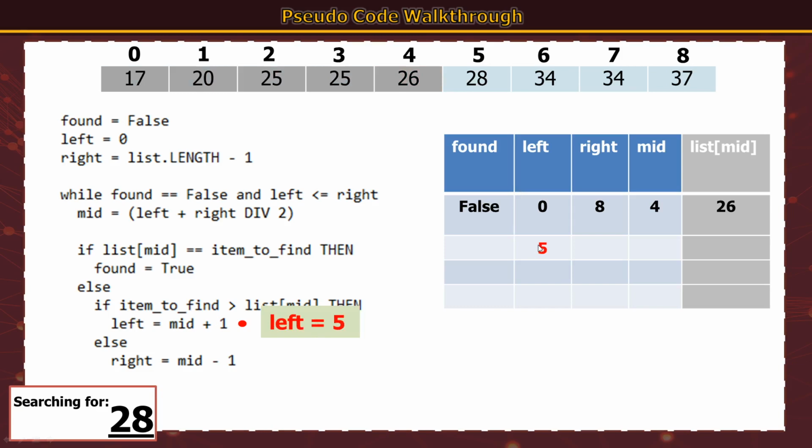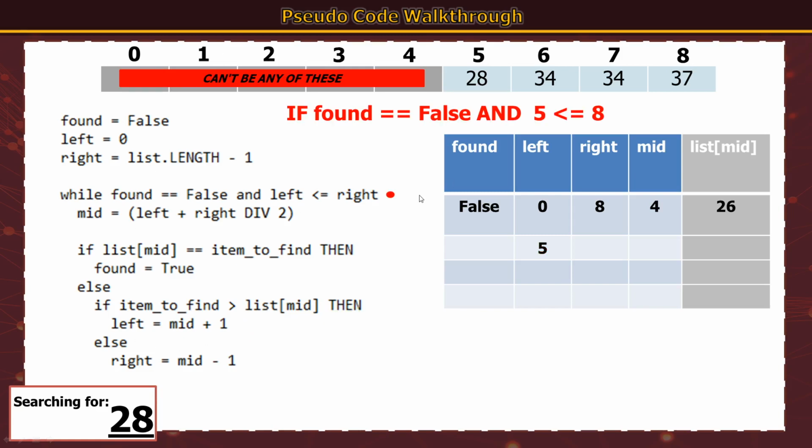So we know that these values here are of no interest to us because we're searching for 28 and all of these are less than 28, so we can now ignore them from this point forward. We come back round the loop, so we're now here. If found is equal to false, let's check. Found is still equal to false. Left, which is currently 5, is less than or equal to 8. Again, that's true, so we can come inside the loop again. Actually we never left the loop, we've stayed inside of it because the condition's still met. Mid. To work out mid, we take left, which is 5, and add right to it, which is 8.